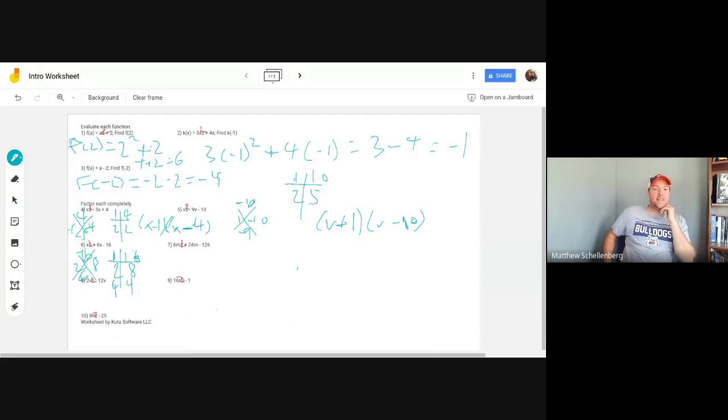Then I look at the signs. The C is a negative value. That tells me they are different signs. If they're different signs, then I look at the middle and see, is it positive or negative? It's positive. If it's positive, the bigger value had to be positive. So that means the smaller one had to be negative. That gives me a minus 2. So that is x minus 2 and x plus 8.